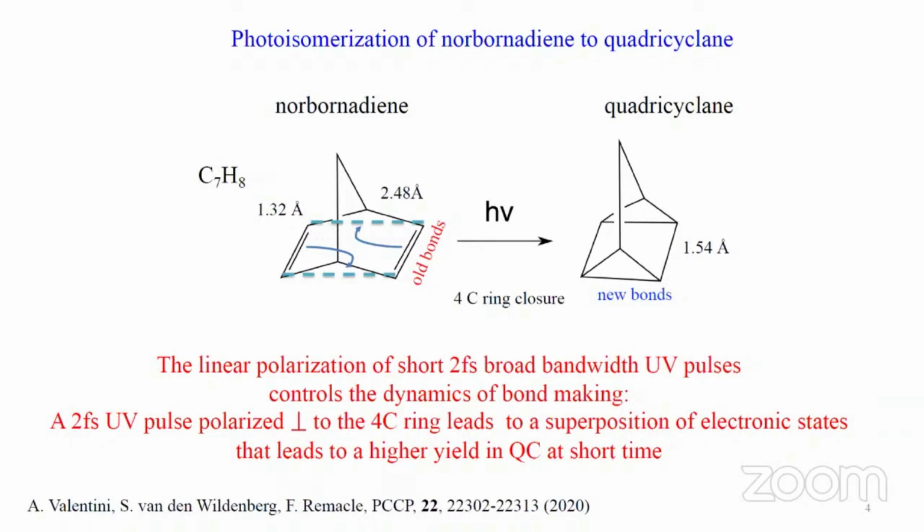And as I like to show also, we can have control on larger polyatomic systems, like in 4-carbon ring closure from norbornadiene to quadricyclane. And there we could show on the computer that by controlling the linear polarization of a short 2 femtosecond UV pulse, so these are the UV pulses in the deep UV that became recently available, we can really control the dynamics of bond making. And for me, it's more interesting to make a bond than to break a bond. And so what we showed is that if we use a linear polarization that is perpendicular to the 4-carbon ring that we want to form, we will get a higher yield of quadricyclane at short time.